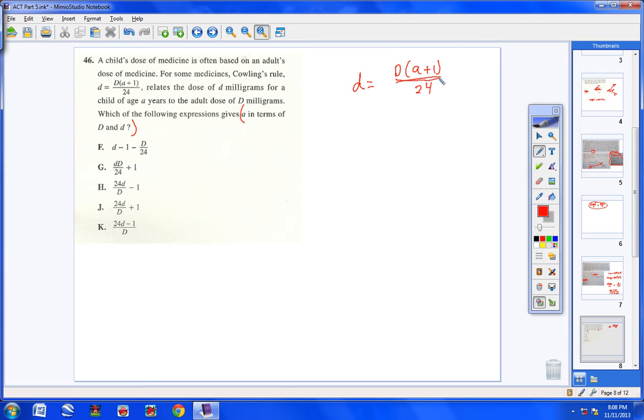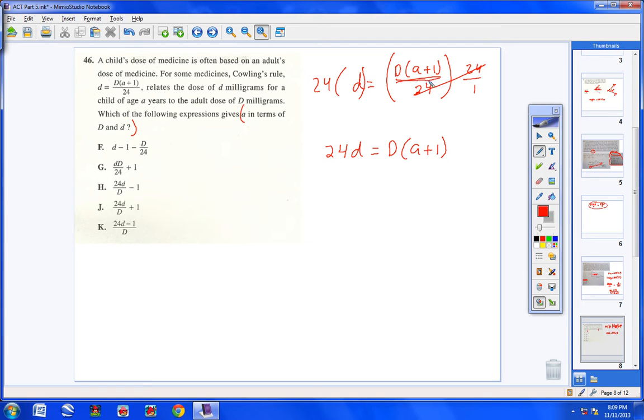Now here's the first thing I would do. See this 24 in the denominator? I know if I take this whole side and multiply it by 24 over 1, it'll cancel out my 24s. But if I multiply one side by 24, I must multiply the other side by 24. So now I'm left with 24d equals, these cancel, D parentheses a plus 1.